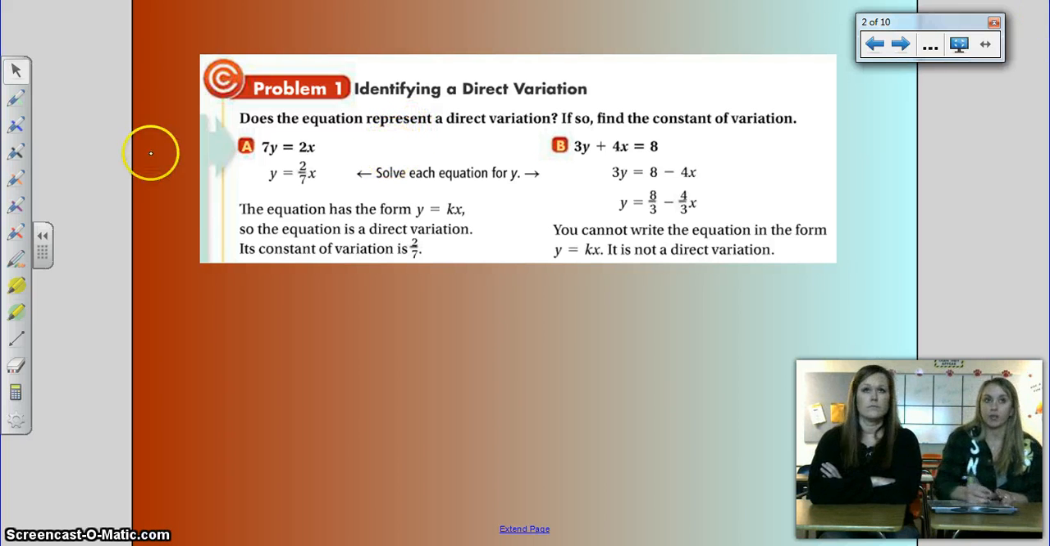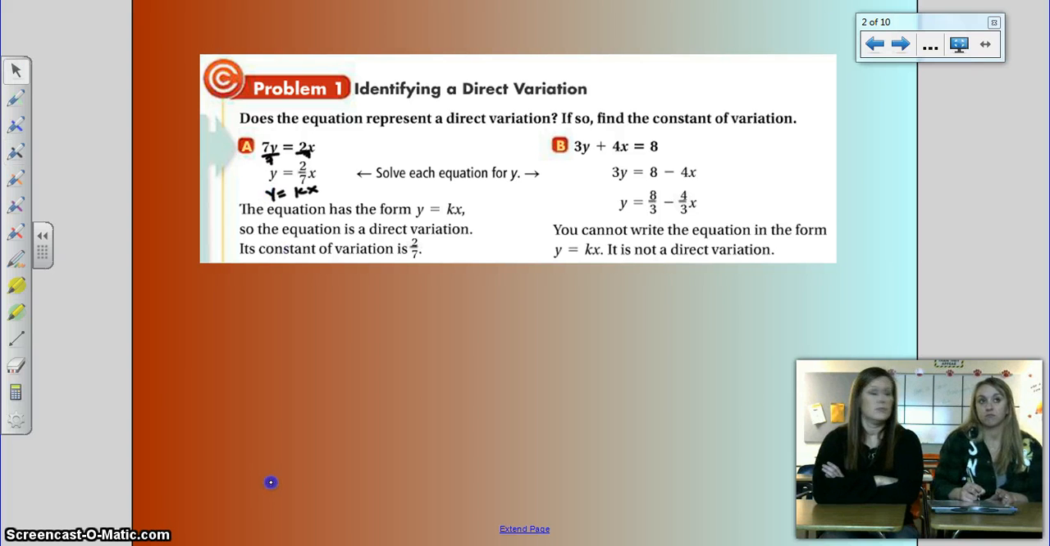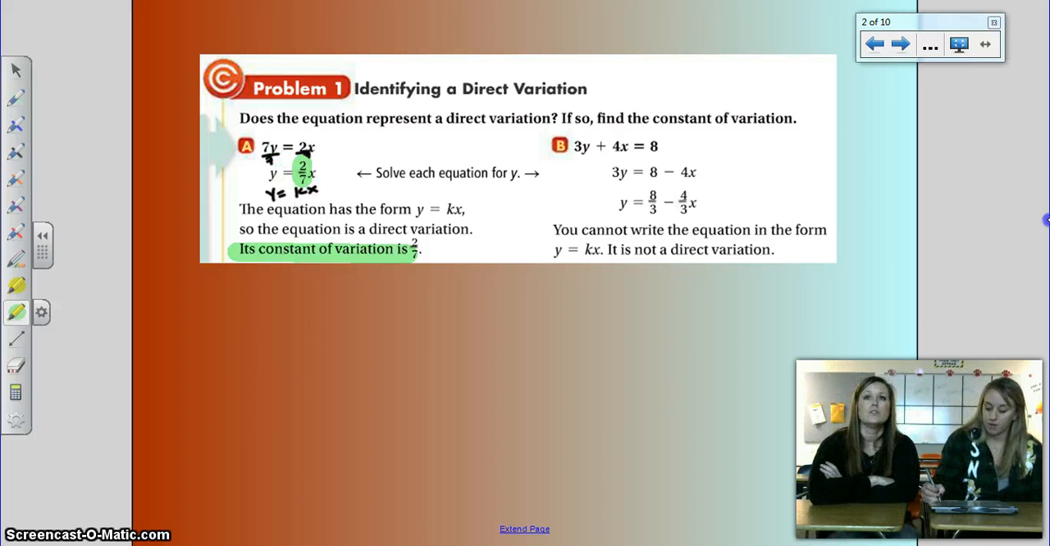So what was the formula that we just said? It was y equals kx. So we need to get y alone. So right here, they divided by 7, divide by 7. So does this look like y equals kx? Yes. So k in this form is 2/7. So my constant of variation is 2/7. The direct variation is simply just that situation. Okay, got it.